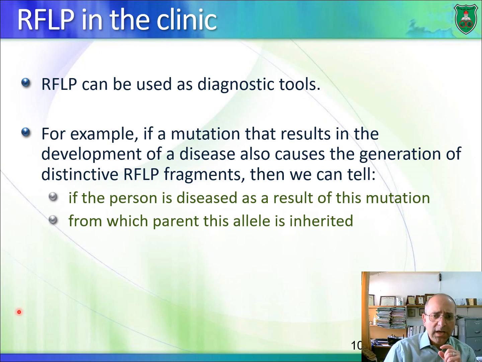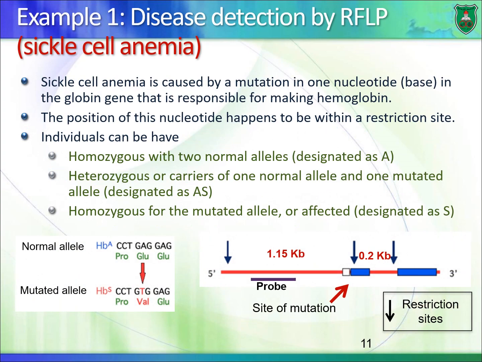Okay. How can we use RFLP in the clinic? I'll give you a few examples. Again, we can use it to determine if a person is having a disease or not. We can also determine paternity, that is, who's the father, who's the mother. Okay, so it's used basically in forensic medicine, because each one of us has his own, her own molecular fingerprint. So we use it for diagnosis. So that's example number one.